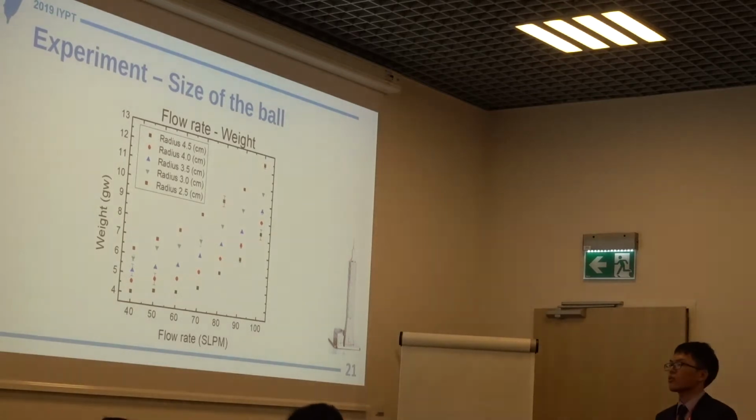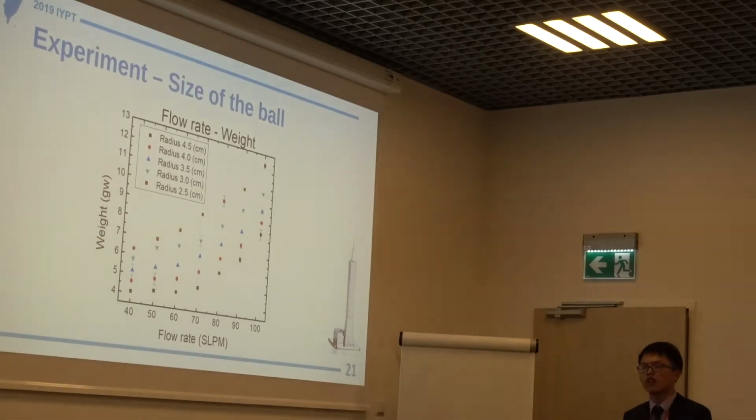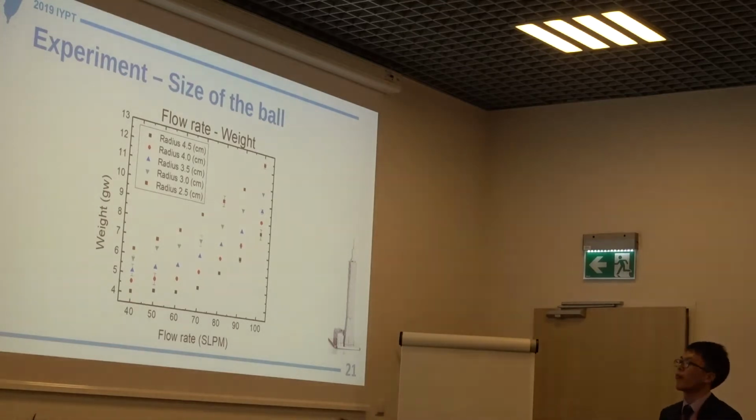When the radius of the ball and the funnel change at the same time, the area between the funnel and ball will also change. With a bigger area, the flow velocity will become smaller, so the pressure difference becomes smaller. So the weight that can be picked up will become smaller.